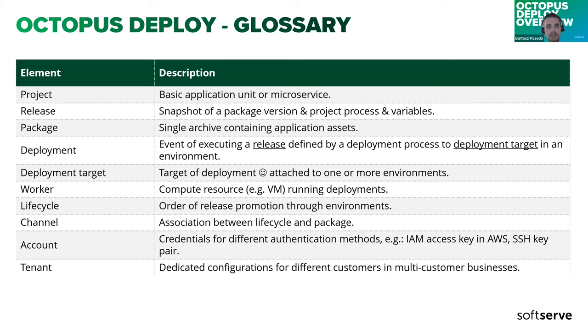There are channels, and channels are simply associations between lifecycle and package. Account, which is Octopus's way of providing credentials, and we can have different authentication methods. We can use IAM from AWS, so for example an IAM access key for your IAM user. We can have an SSH key pair. We can also have other authentication methods from other cloud providers, but let's stick to AWS.